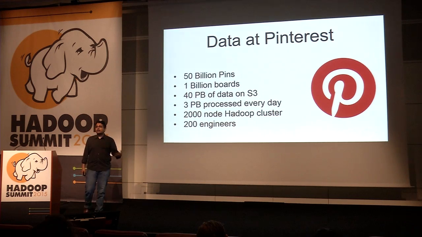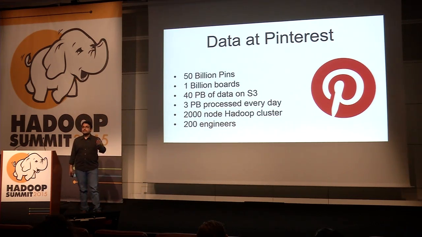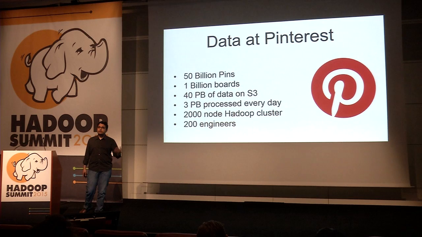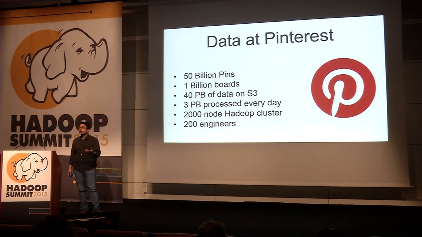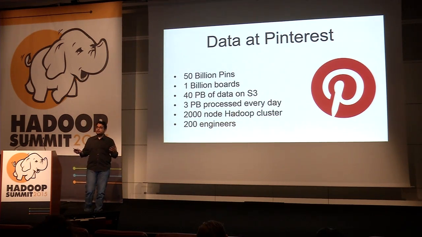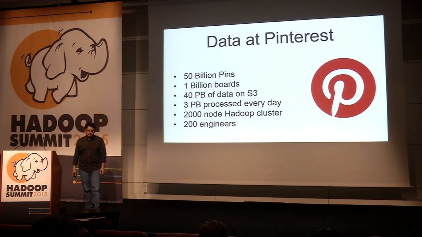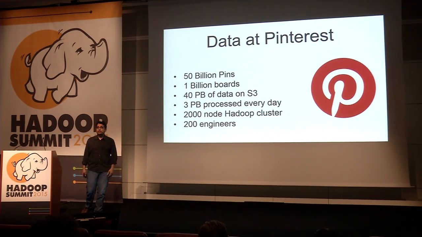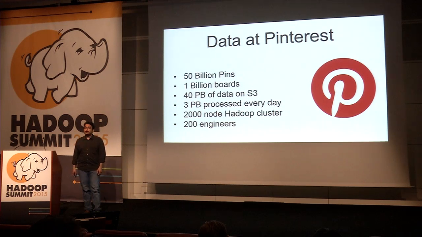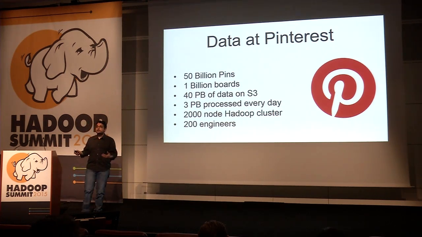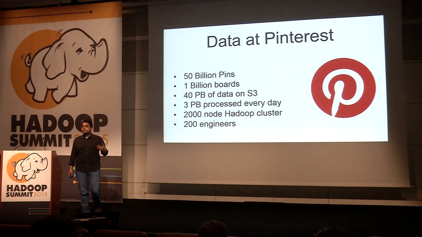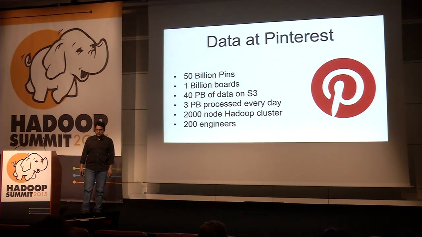In total, if you include all the pins and all the metadata associated with pins, we are carrying about 40 petabytes of data. All of Pinterest infrastructure is on Amazon, so all of this data is on Amazon S3. We are processing about 3 petabytes a day. We have many Hadoop clusters with thousands of nodes, and we have about 200 engineers working at Pinterest.